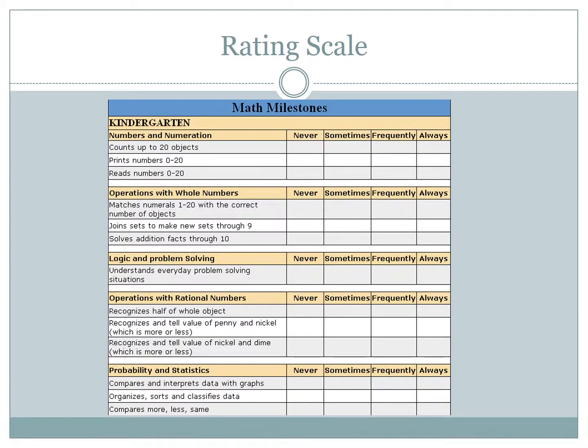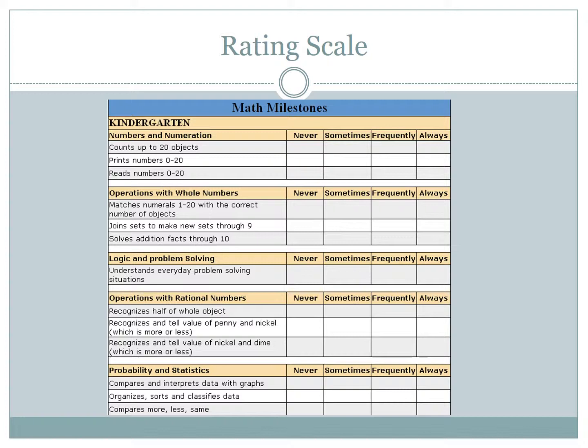A rating scale is given here. This is a rating scale for kindergarten math milestones. You'll notice that the criteria are listed down the left column. They're broken up into categories, numbers, and numeration. Can the student count up to 20 objects? And then there's a rating scale, never, sometimes, frequently, or always. And you would just check the column that applies.